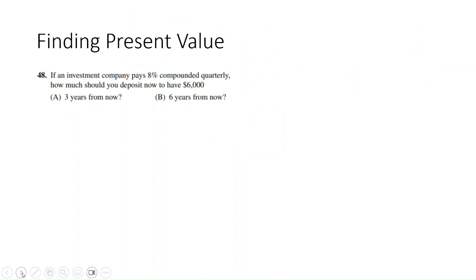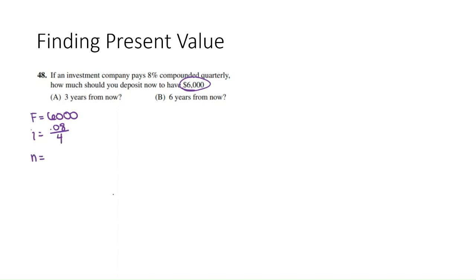The next one we're going to look at is, how do I find the present value? If an investment company pays 8% compounded quarterly, how much should you deposit now to have $6,000 3 years from now, or $6,000 6 years from now? So this is my goal. This is my future value, $6,000. In order to calculate my interest, it's 8% compounded quarterly. So 0.08 divided by 4.